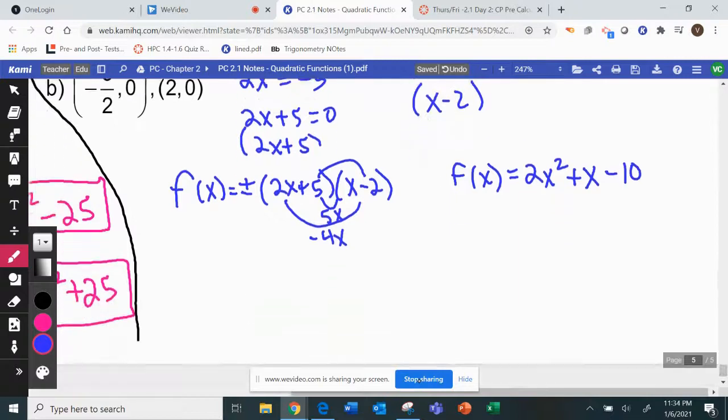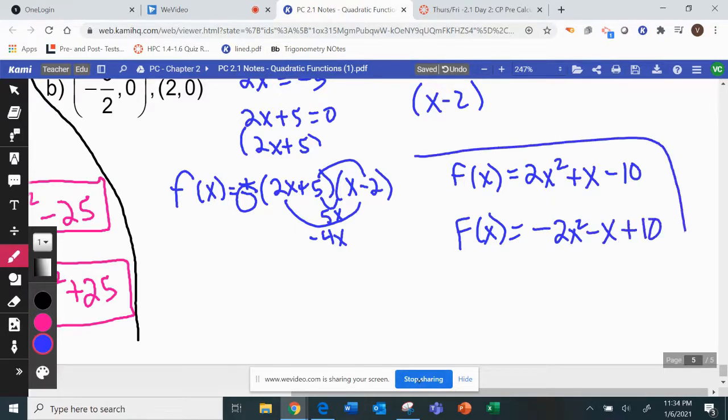And then my negative one, the one that opens down, after I get this answer, I'm just going to distribute the negative sign. So f of x equals -2x squared minus x plus 10. So all the signs switch.